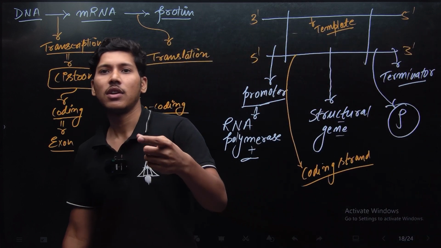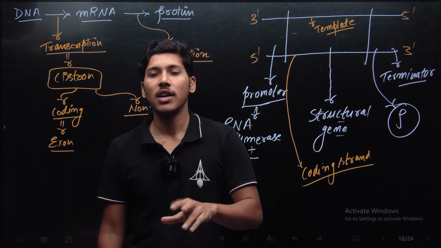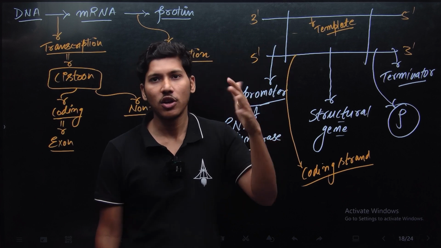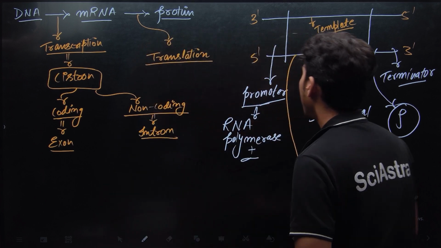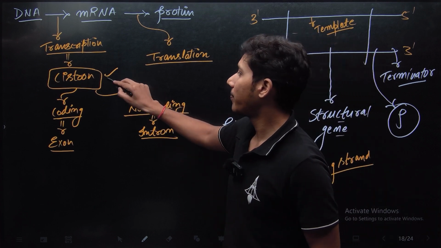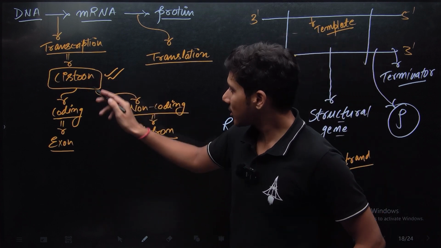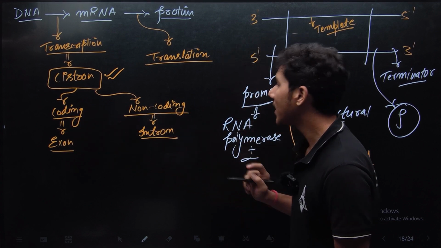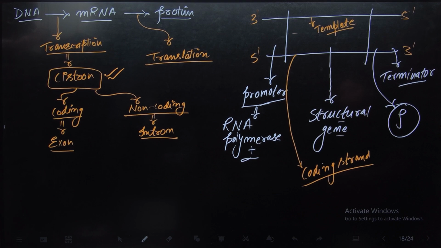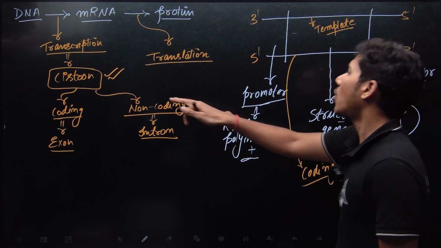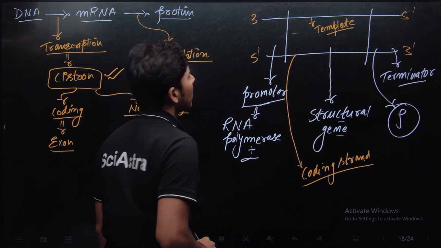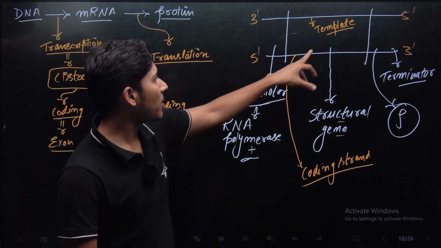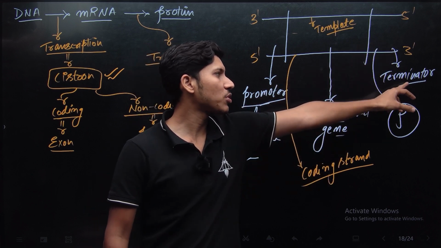Transcription will be done on which site of DNA? The coding site, because the coding DNA is the only one which is going to produce protein, not the non-coding part. So the coding part of DNA is known as what? It is known as cistron. The cistron also has coding and non-coding regions. Coding regions are known as exons and non-coding regions are known as introns. Now, a typical cistron looks like this. It has three regions: the initial region known as promoter, the middle region known as structural gene, and the last portion known as terminator.